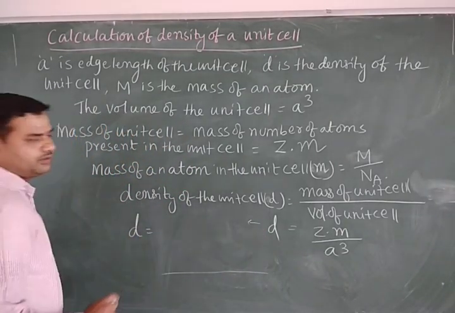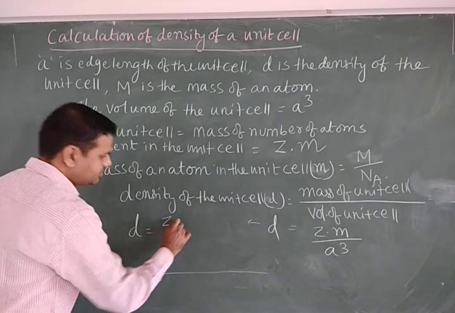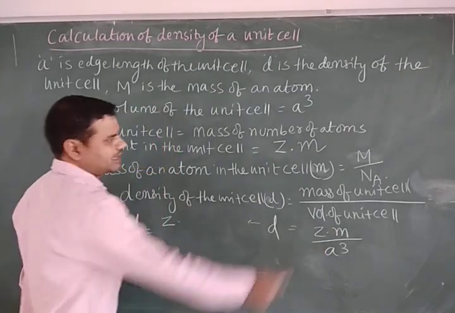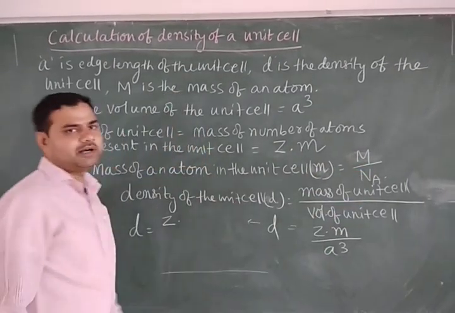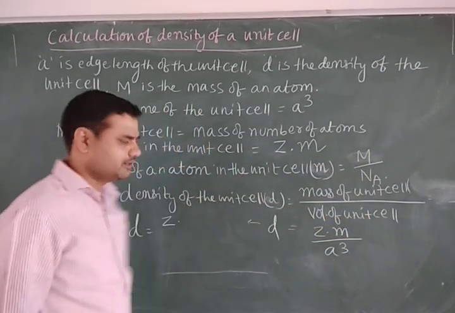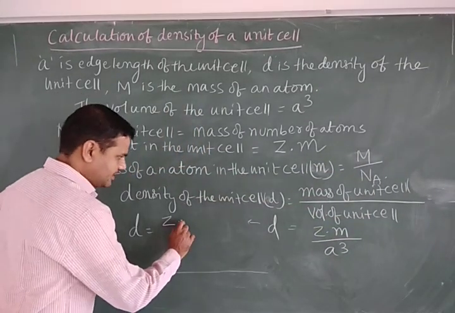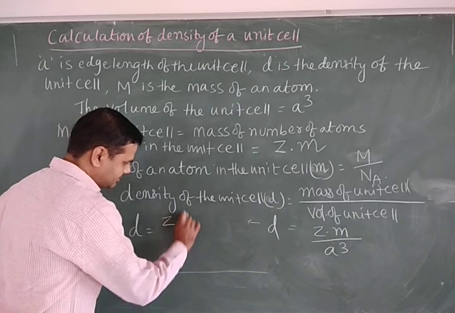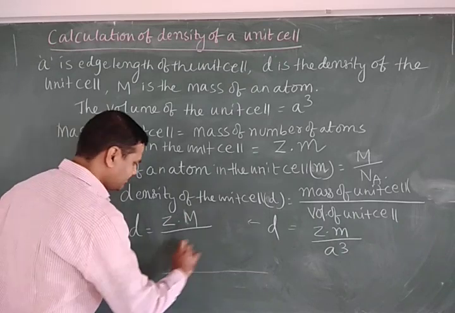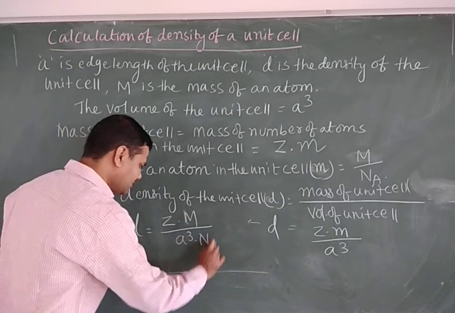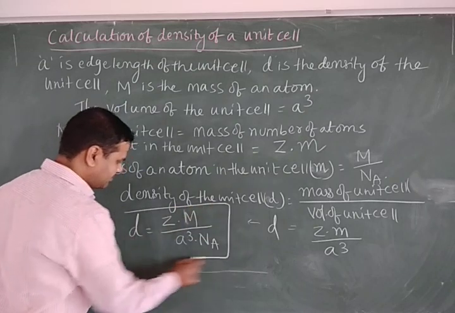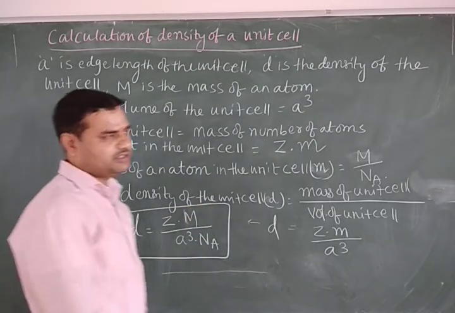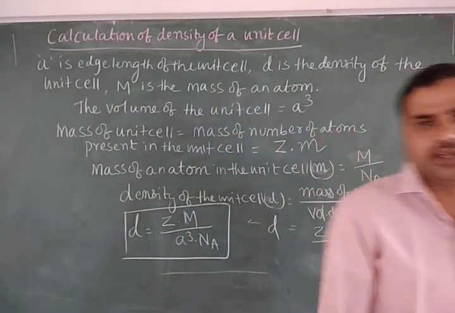Density D is equal to Z into, what is the small m value? Small m is equal to capital M by NA, mass of an atom by Avogadro number. Right. So therefore, Z into capital M, Z into capital M by a cubed into NA. So this is the final formula which is used to calculate the density of the unit cell.